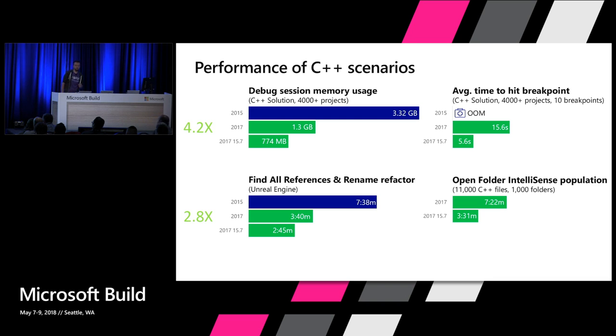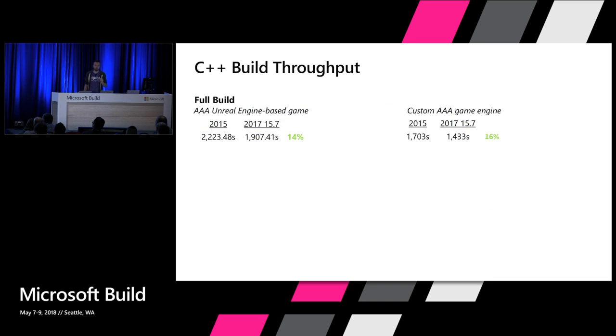And speaking of Unreal Engine, let's talk about build throughput. So Microsoft has been in contact with AAA games companies in the past to better understand the build throughput requirements in a real-world code base in a real-world setting. And here I'm highlighting two that shall remain nameless for now, but I'm sure that has nothing to do with how happy they are with the improvements we're making to the tools, other reasons.